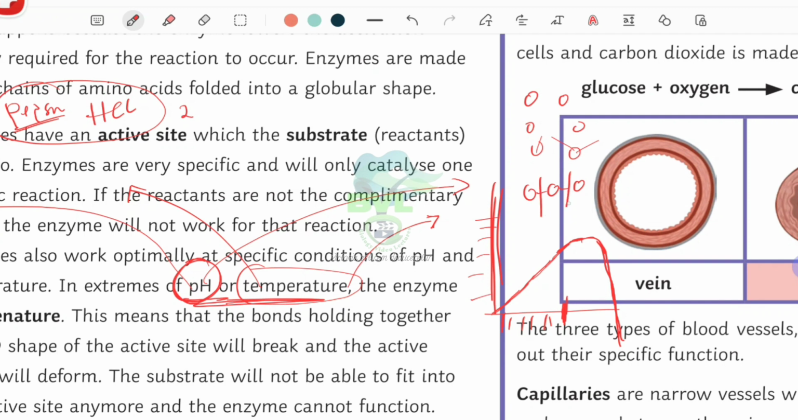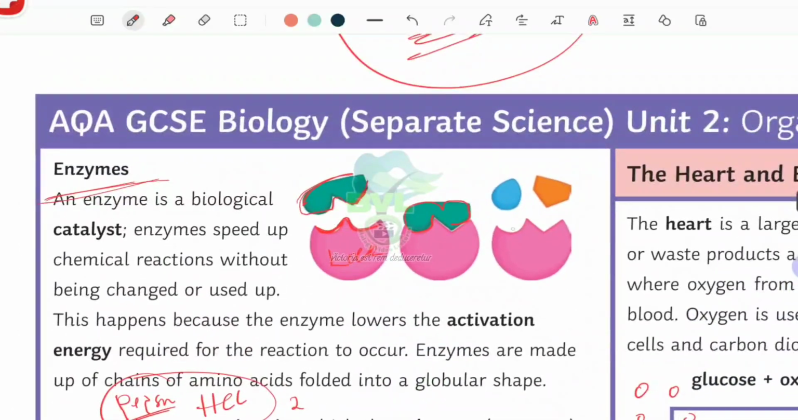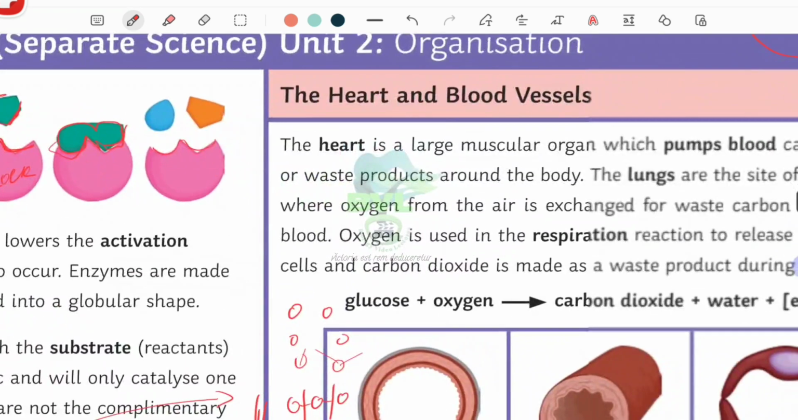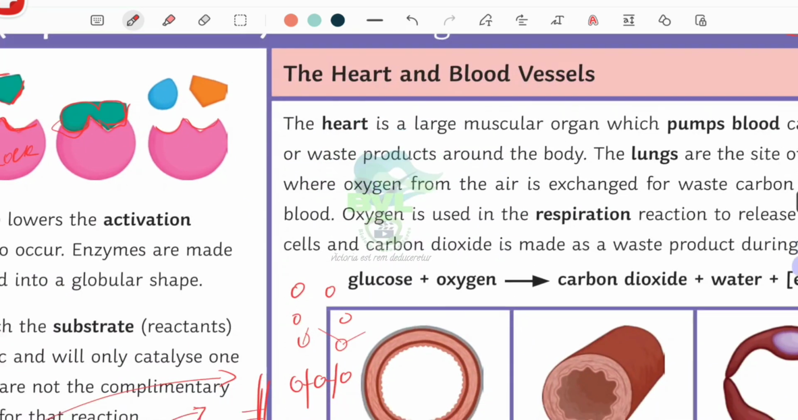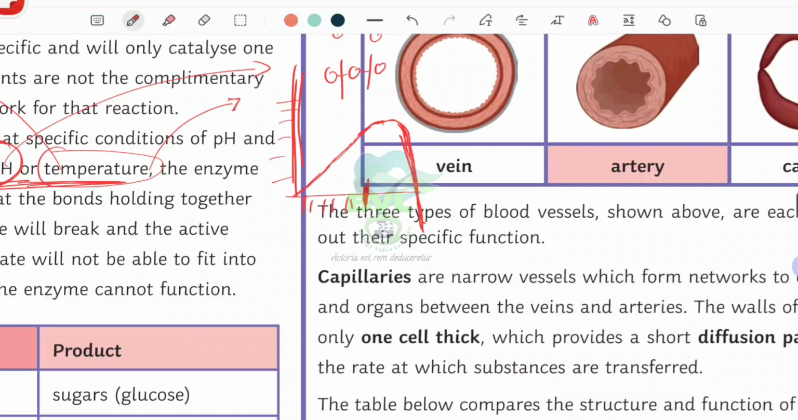Once the bonds are broken, the shape changes, so the active site will not be the way it was before. It won't be complementary to the shape of the substrate anymore. For that reason, the reaction will start dropping, will reduce, will stop literally.